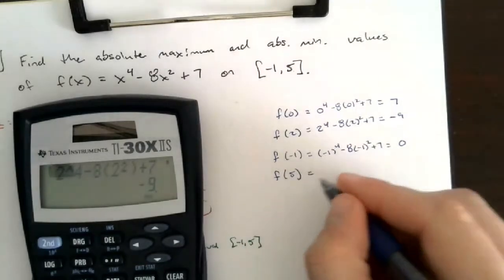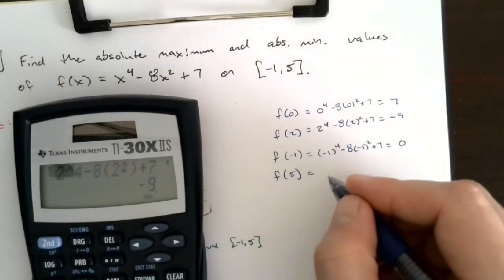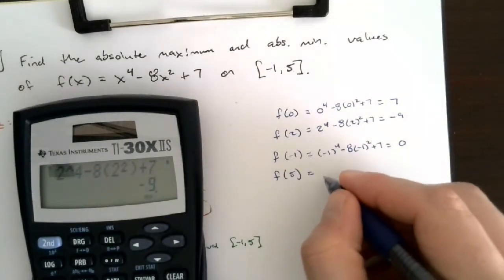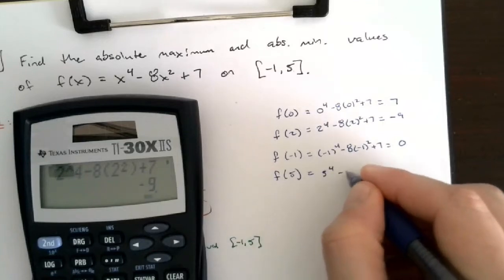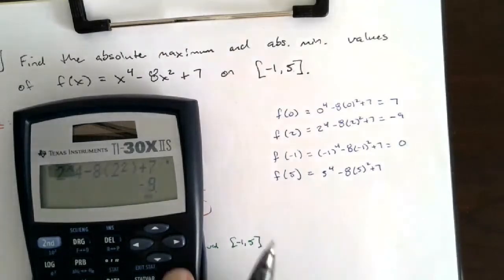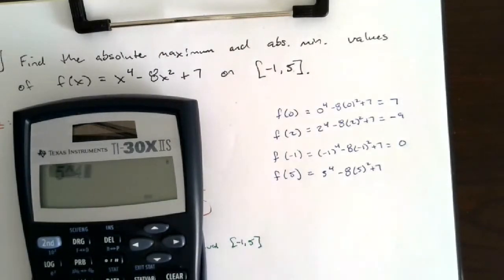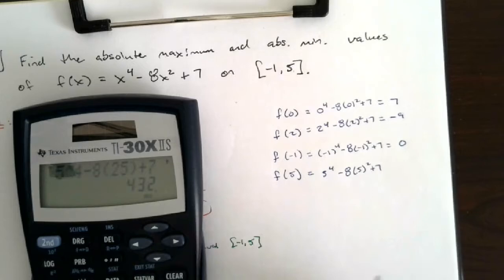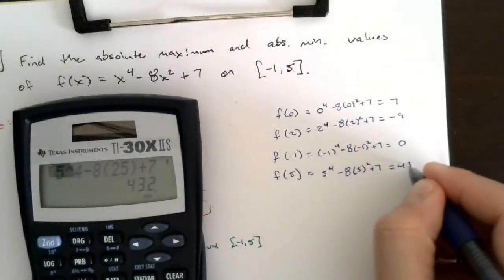On f of 5, if you wanted to look at this one, we have 5 to the 4th minus 8 times 5 squared plus 7. I'll do that on the calculator. 5 to the 4th minus 8 times 5 squared is 25. Let's put 25 in there. Plus 7. This comes out to 432.